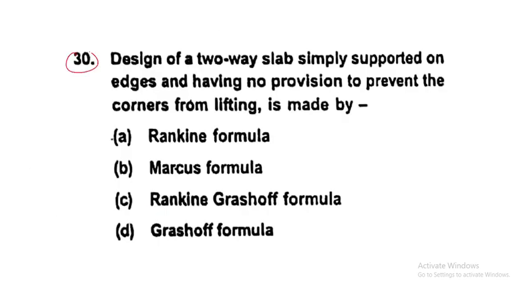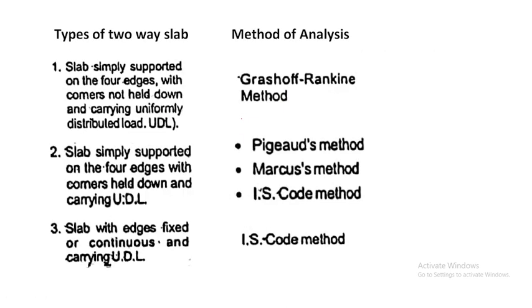Next question, question number 30. Okay, question number 29, I think I have skipped, but don't worry. The question is: design of a two-way slab simply supported on edges, having no provision to prevent the corners from lifting, is made by what?